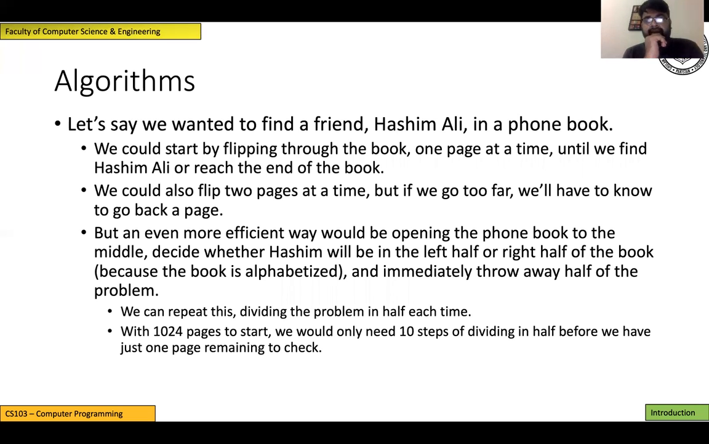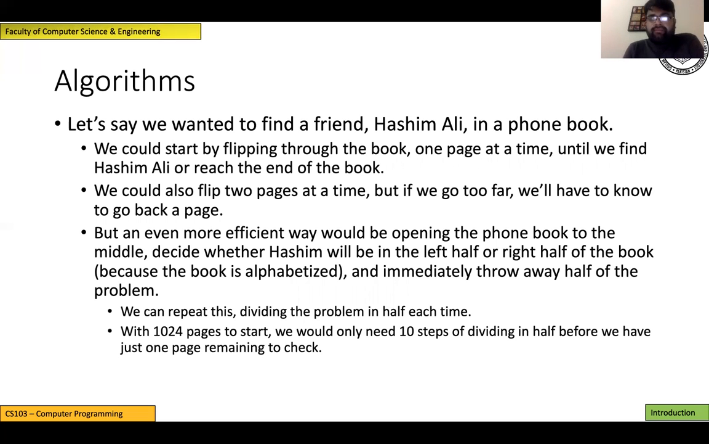So let's say that we wanted to find a friend called Hashim Ali in a phone book. How do you solve it? Well, here's a simple thing. You open your phone book, start from the first page, go one page at a time, and on each page check the names that are there, until you find the person Hashim Ali in the book, or you go through the whole book and cannot find this person in the phone book.